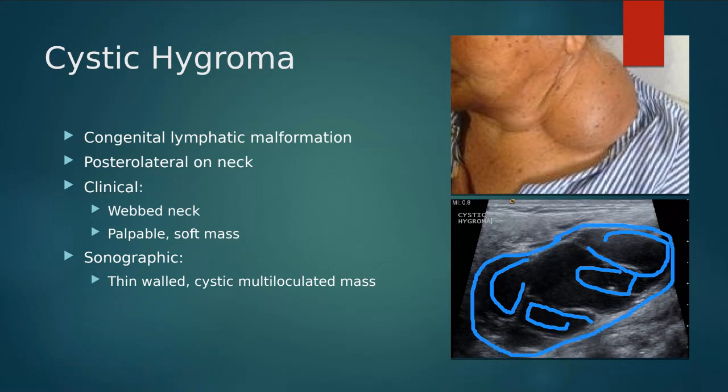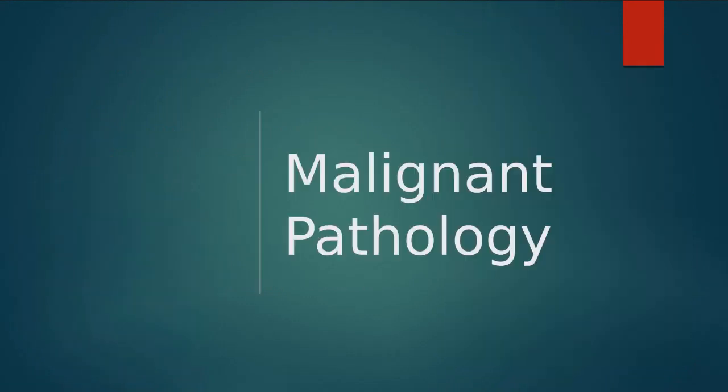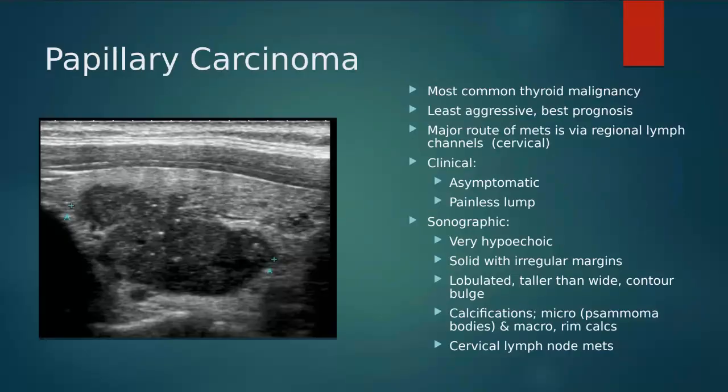Those little pockets on the insides are just multiloculations or loculations. Moving into our malignant pathology. So now we're talking about cancerous findings. So our first one is going to be papillary carcinoma.